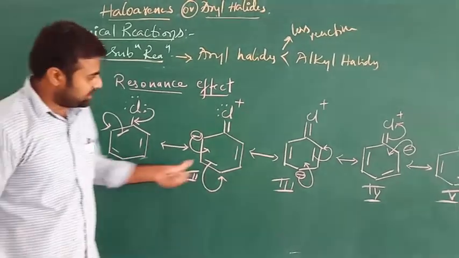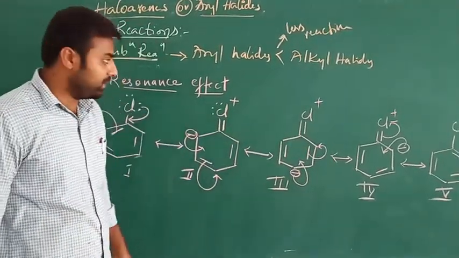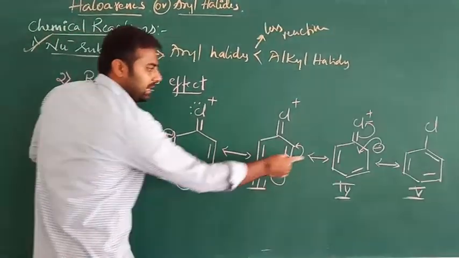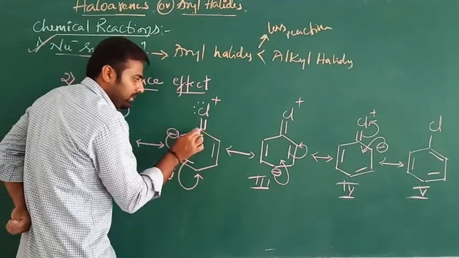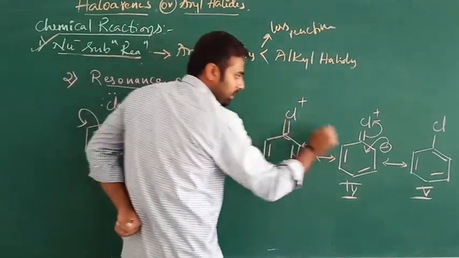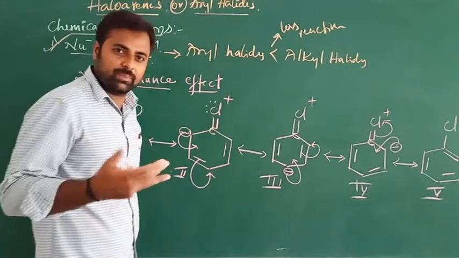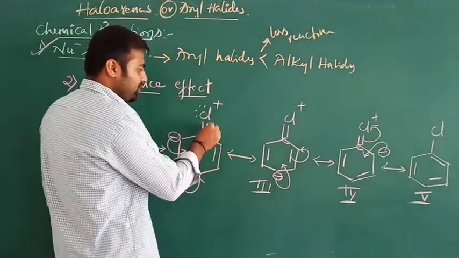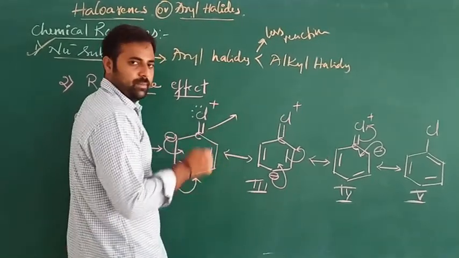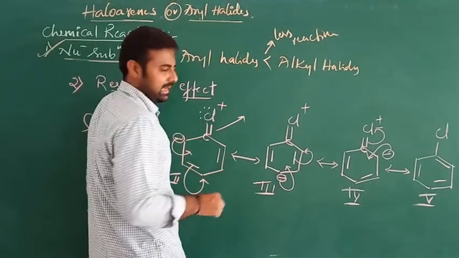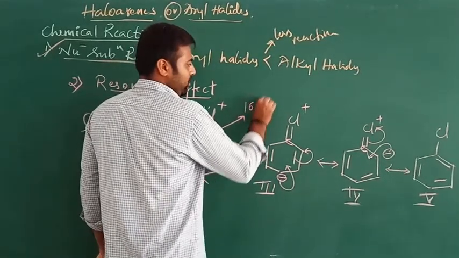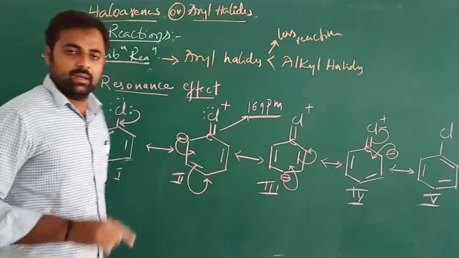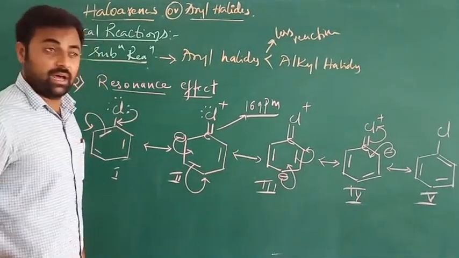In these resonance structures, you can observe, in structures 2, 3 and 4, the bond between carbon and chlorine shows partial double bond character, right? Due to the presence of partial double bond character, the bond length is 169 picometer. This 169 picometer is less than the C-Cl bond present in another alkyl halide.